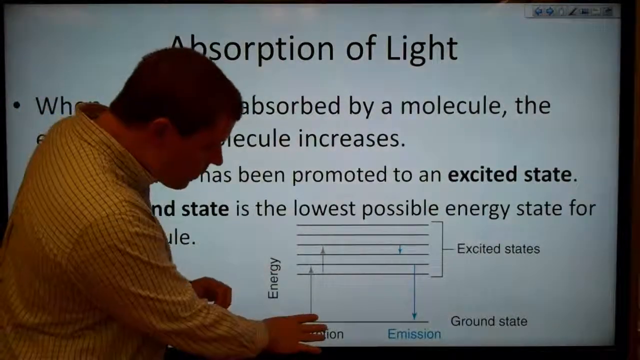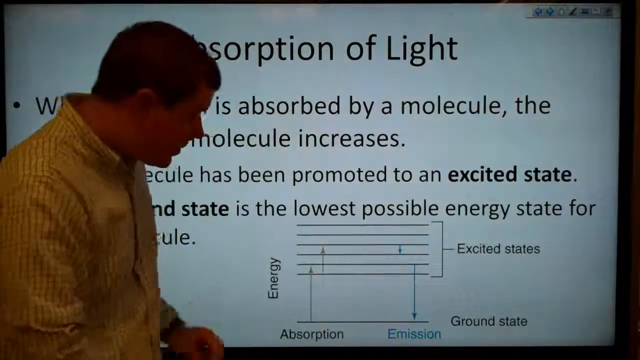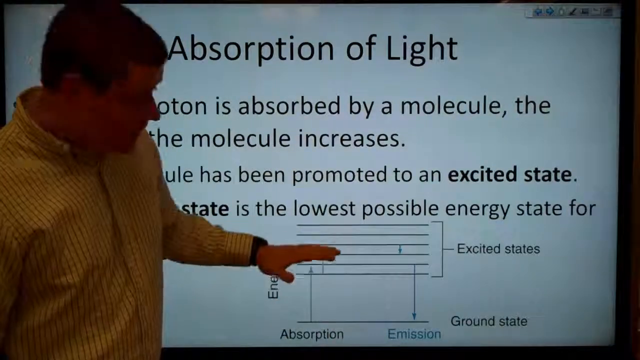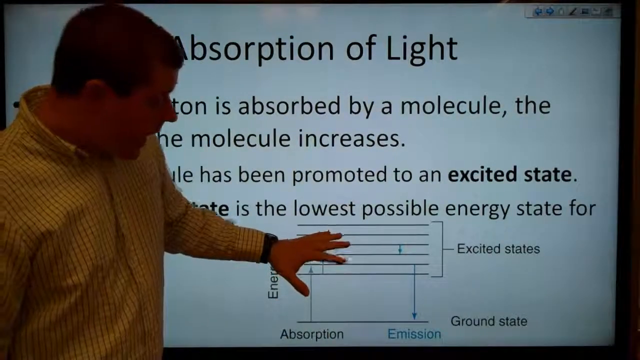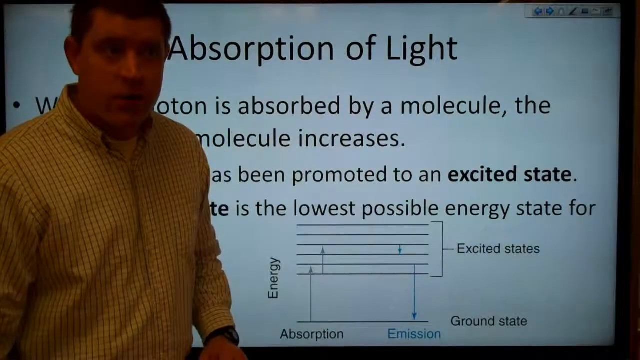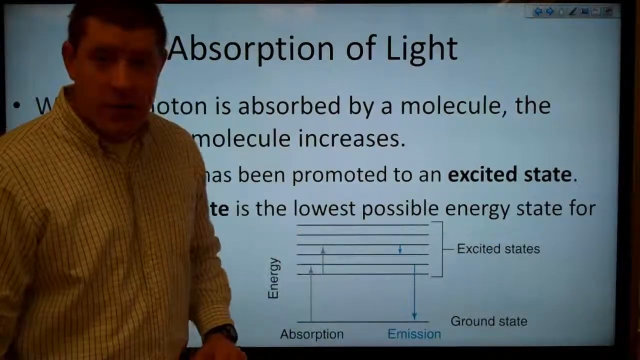So, if we have down here the ground state of our molecule, that molecule may absorb some energy and move up into one of the excited states up here. And then later on, it can emit some light and transition back down to the ground state.